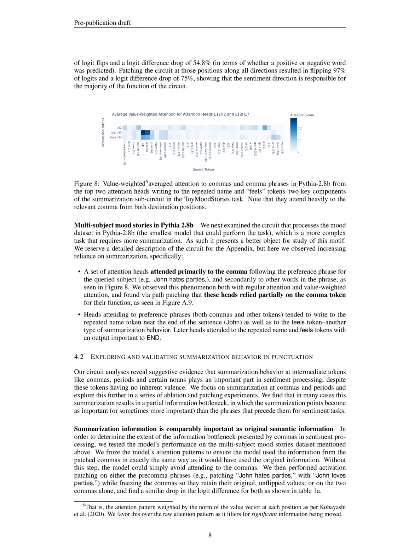Section summary. The circuit analyses conducted on GPT-2 and Pythia-2.8b models reveal that summarization plays a crucial role in sentiment processing. In the case of GPT-2, the model aggregates important sentiment information from specific token positions to later produce the output. For Pythia-2.8b, attention heads primarily focus on the comma following the preference phrase and other words in the phrase, indicating the importance of summarization at intermediate tokens. These findings suggest that summarization points, such as commas and periods, become as important as the preceding phrases for sentiment tasks, creating an information bottleneck.